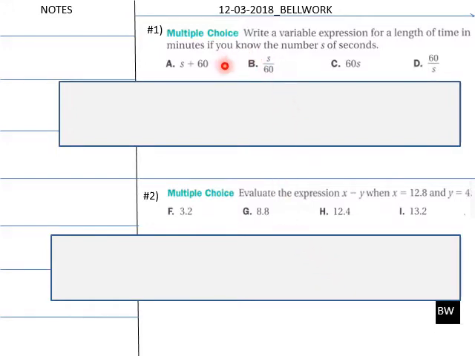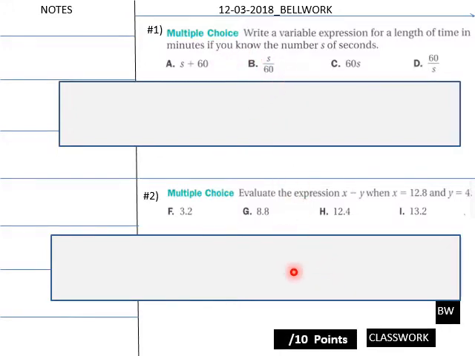We're going to go into our bell work for the day. Teachers, students, everybody, you got these two here. Write a variable expression for a length of time in minutes if you know the number s of seconds. And then number 2 down here, evaluate the expression x minus y when x equals 12.8 and y equals 4. So teachers, give your students about 2-3 minutes. They should knock this out. Pause your video.